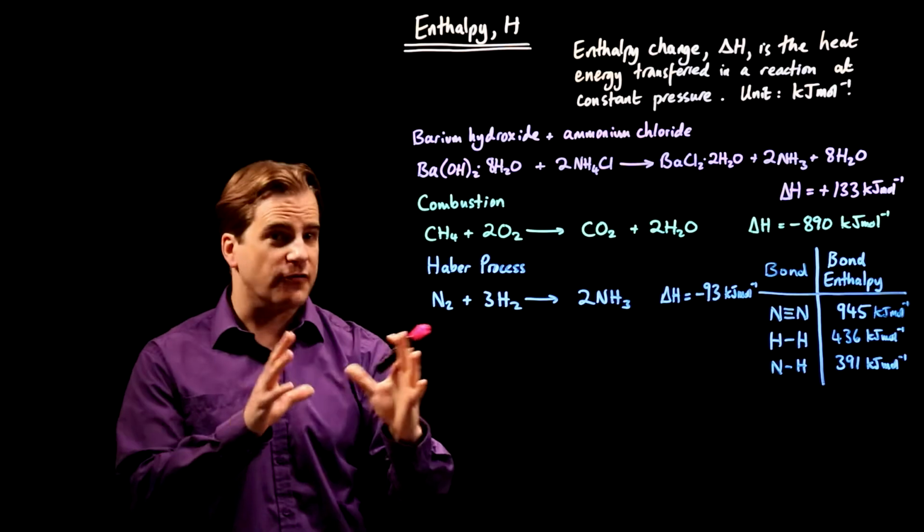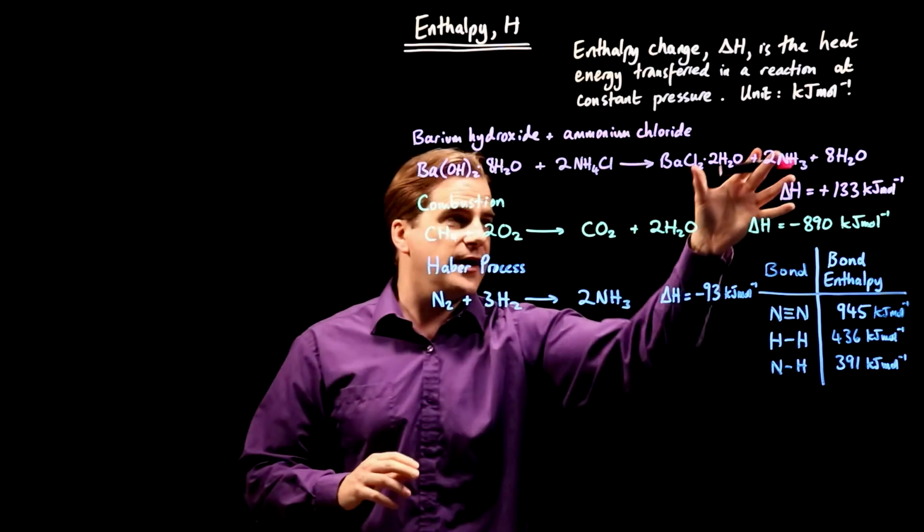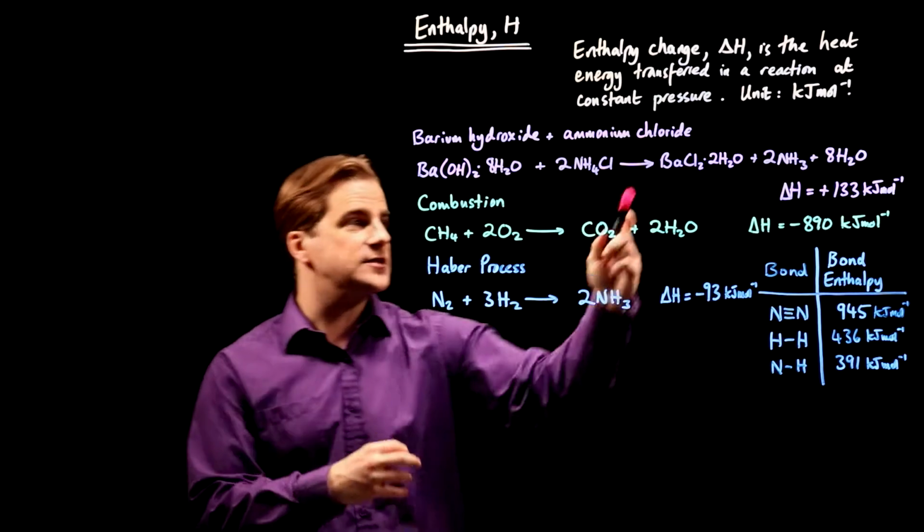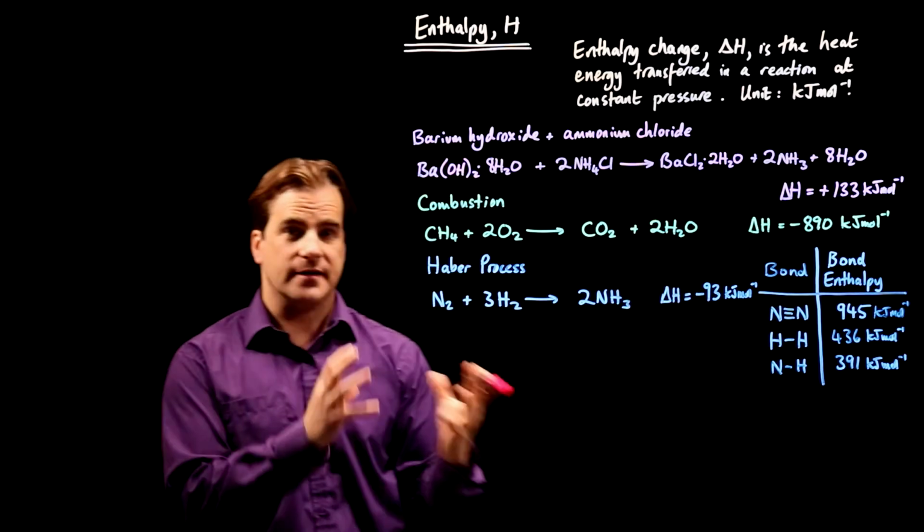So that means that if the products have a higher chemical potential energy than the reactants, energy doesn't come for free from nowhere. That extra energy has to come from somewhere, and it comes from the surroundings. So it takes energy from the surroundings, which is why it makes the surroundings colder.